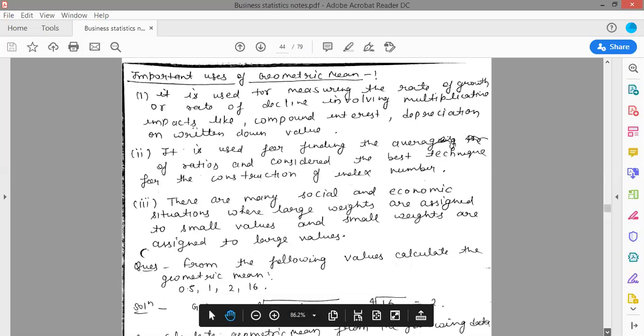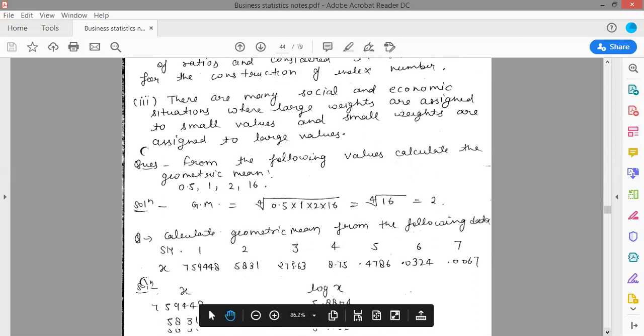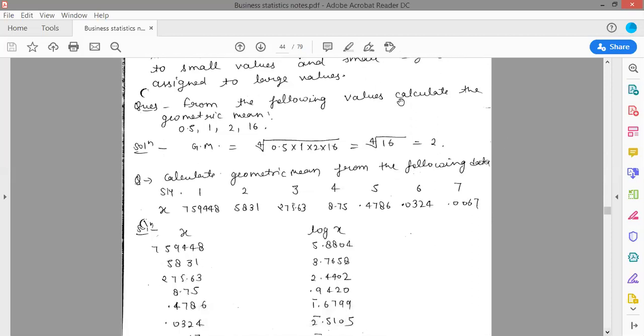So another one, there is a question here: from the following values calculate the geometric mean. So 0.5, 1, 2, 16, that means x1 is 0.5, x2 is 1, x3 is 2, and x4 is 16, and total number n is 4. That means we are taking the fourth root of unity. So the root of n is 4 and all the values are here.